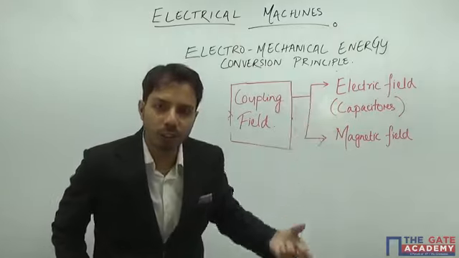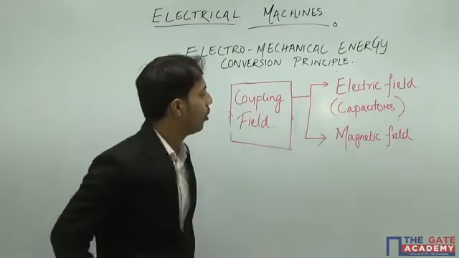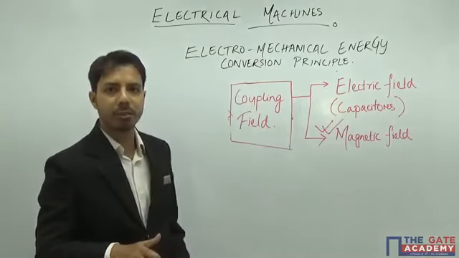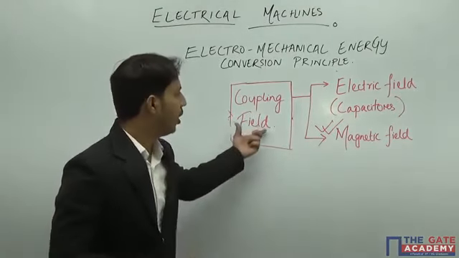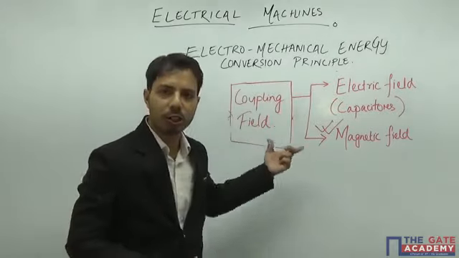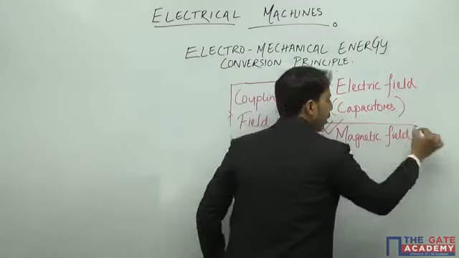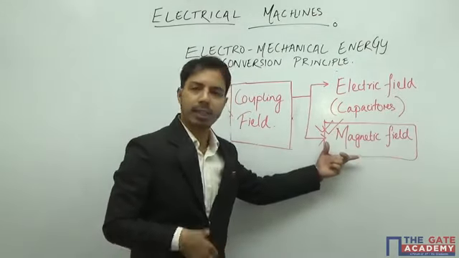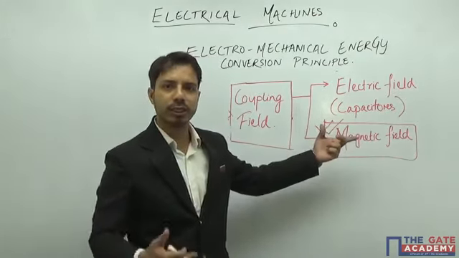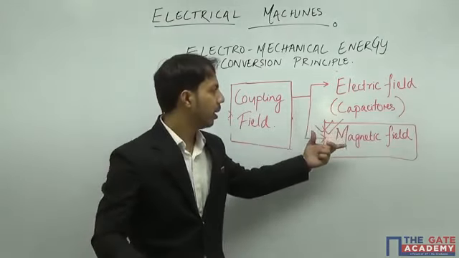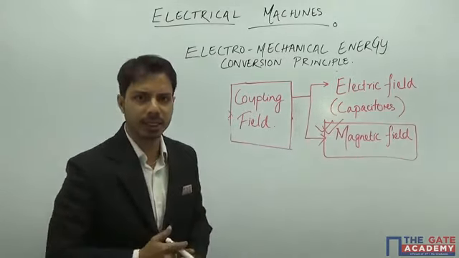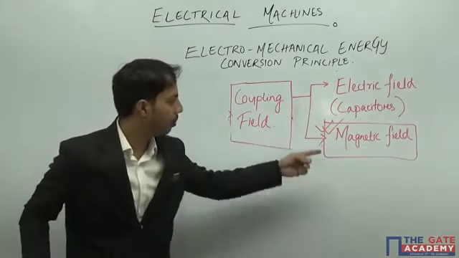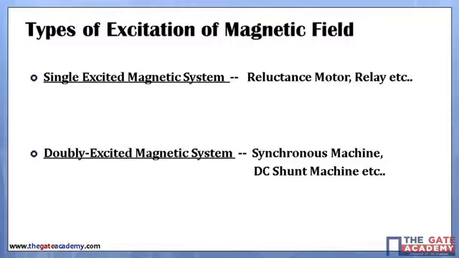So in the complete course of electrical machines, we will go with the magnetic field. In electrical machines, the coupling field we choose is the magnetic field. Why? Because it can store more energy, and thus more force will be generated in the mechanical system. So we will go with the magnetic field.